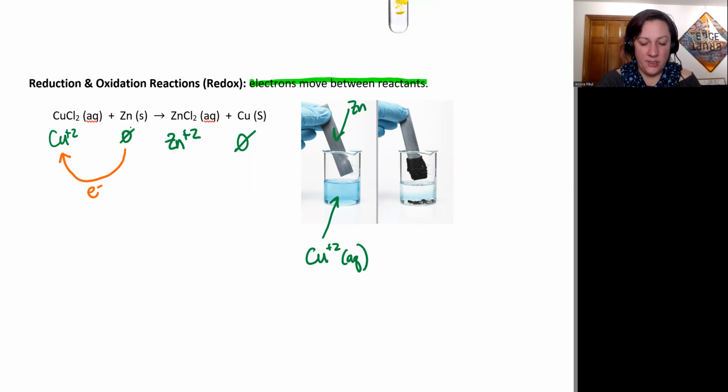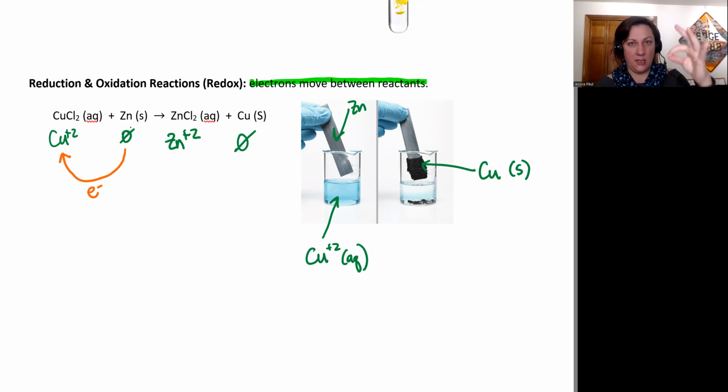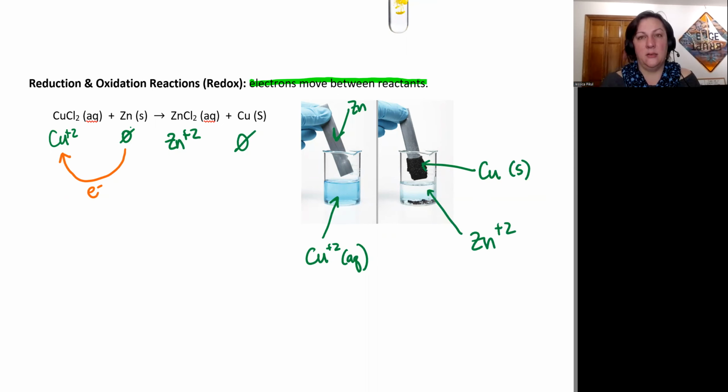And so in our product, what we see forming is copper solid. And that's that black part. So that's just solid copper forming on that zinc strip. And you'll notice that our solution is getting clearer and clearer. It's less blue. And that's because we now have zinc +2 ions dissolved in it and less of the copper +2 that give it that blue color.